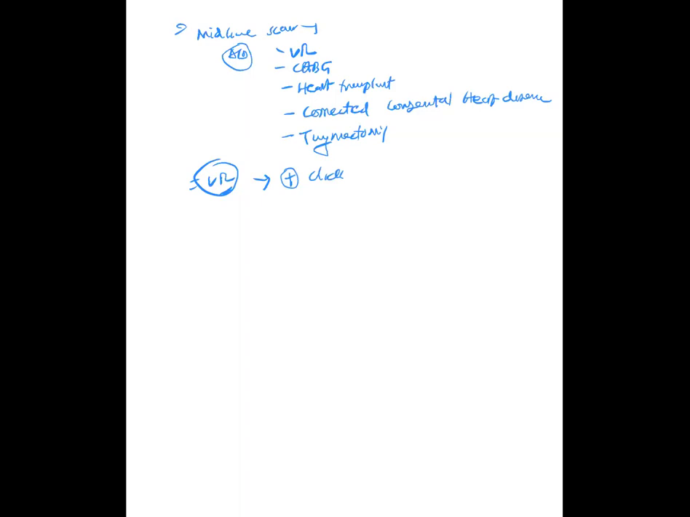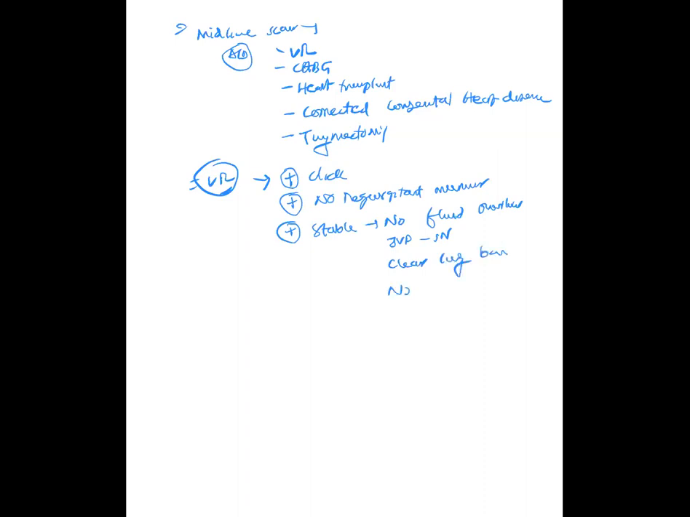There is a metallic click, plus no regurgitant murmur, plus the patient is stable with no features of fluid overload or heart failure. That means JVP normal, clear lung bases, no edema. So all this indicates that this valve is functioning.